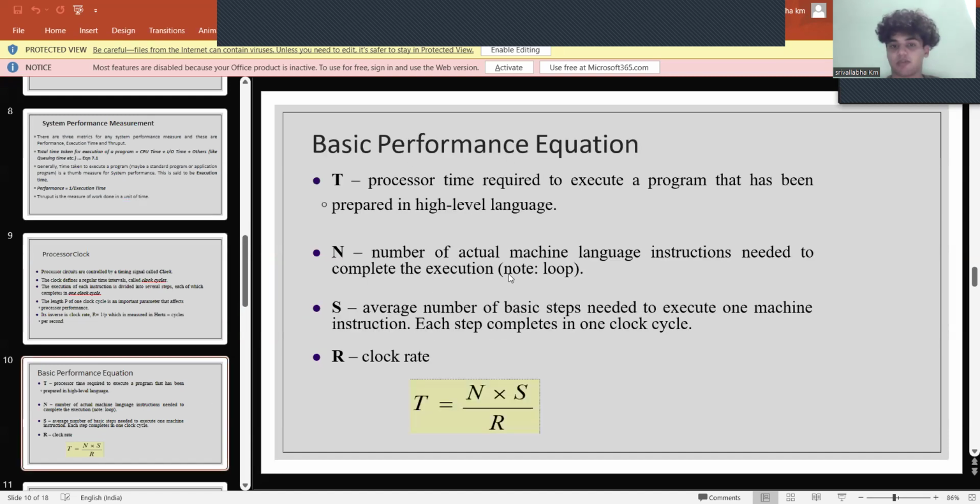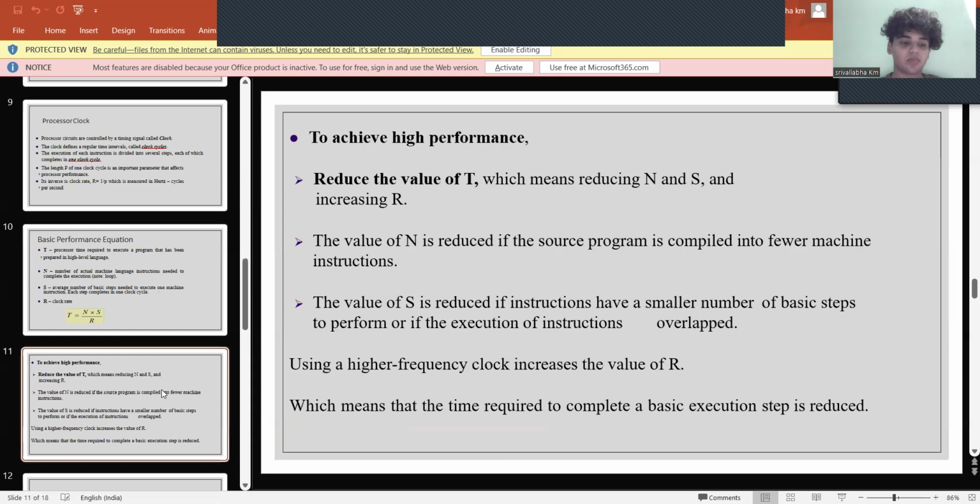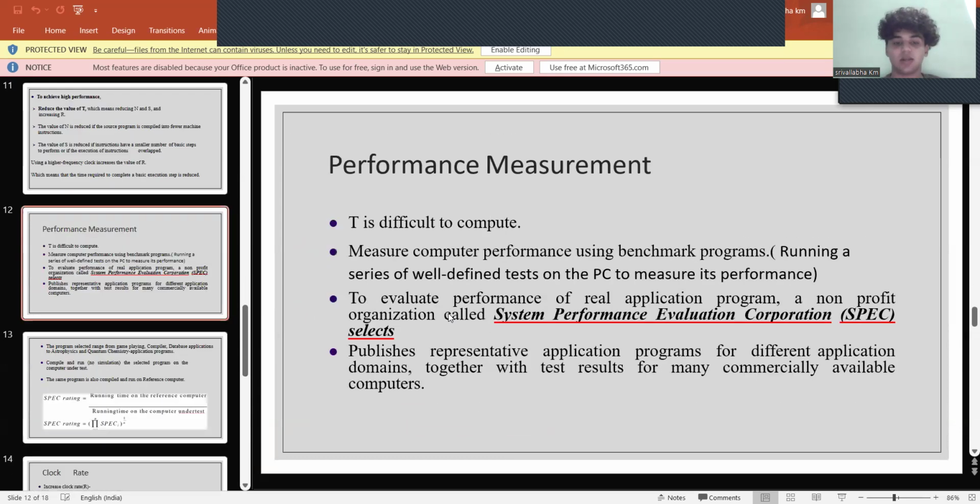Then this is the basic performance equation. It's important: T is equal to N into S divided by R. If T increases, NS increases or R decreases. If the clock rate decreases, performance also decreases. R and performance are directly proportional. If we want to increase the performance, our main goal is to decrease N into S; if NS decreases, T also decreases, and R increases. To achieve high performance, same as what I explained.